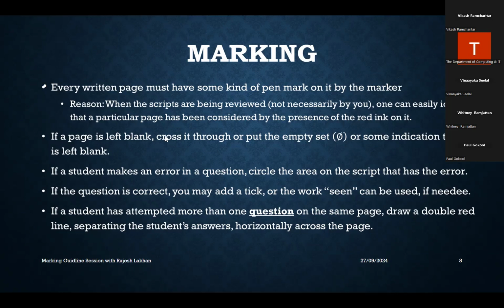Right? If a page is left blank, you could cross it out and put the empty set sign, or some indication that it is left blank. If a student makes an error in a question, circle the area on the script that has the error. If a question is correct, you may add a tick or put the word "seen."